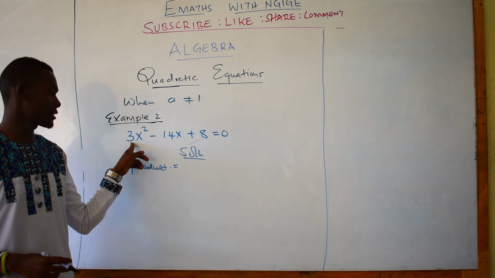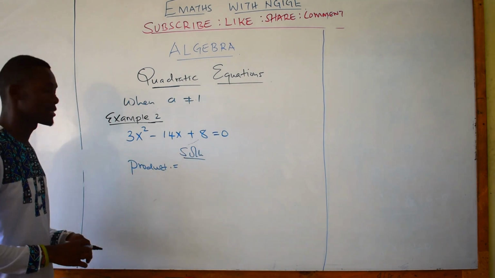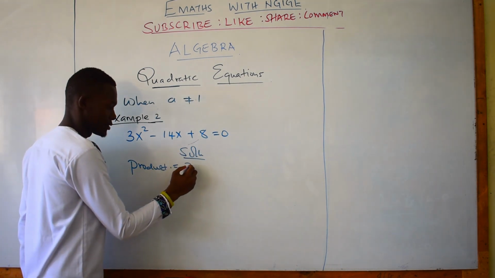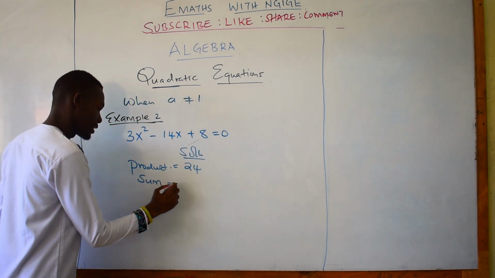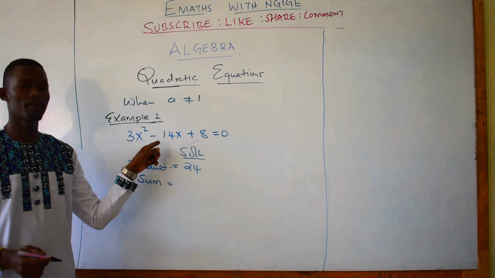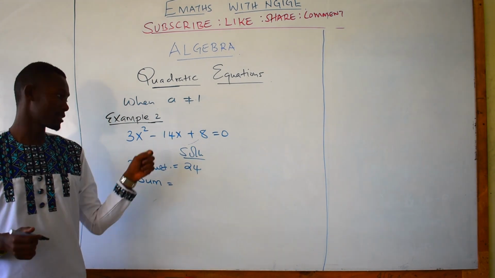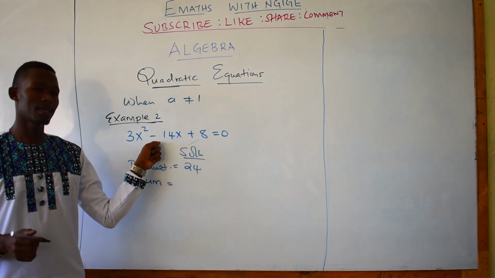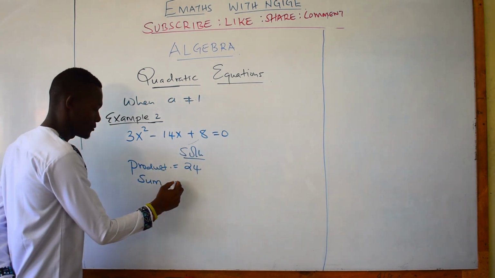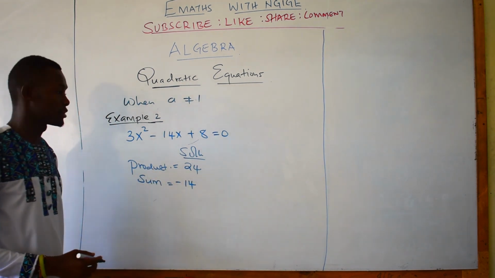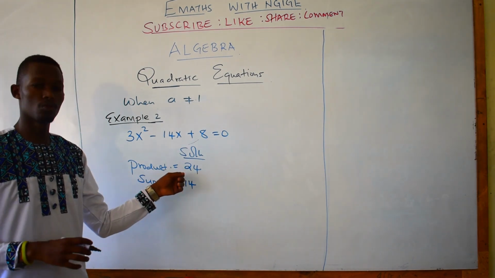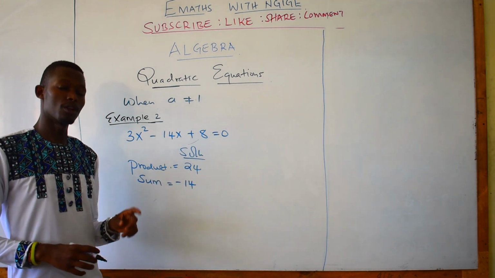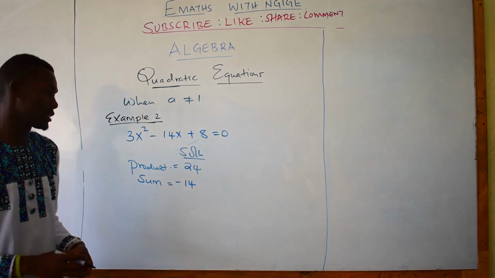AC. Our A is 3, then we have 8. So what is 8 times 3? 24. What about our sum? Our sum gives us this term. Now remember, a number carries a sign before it. So this one is not 14, it is negative of 14. Therefore, using the product, find two numbers which, when you multiply, give you 24 and, when you add, give you negative of 14.